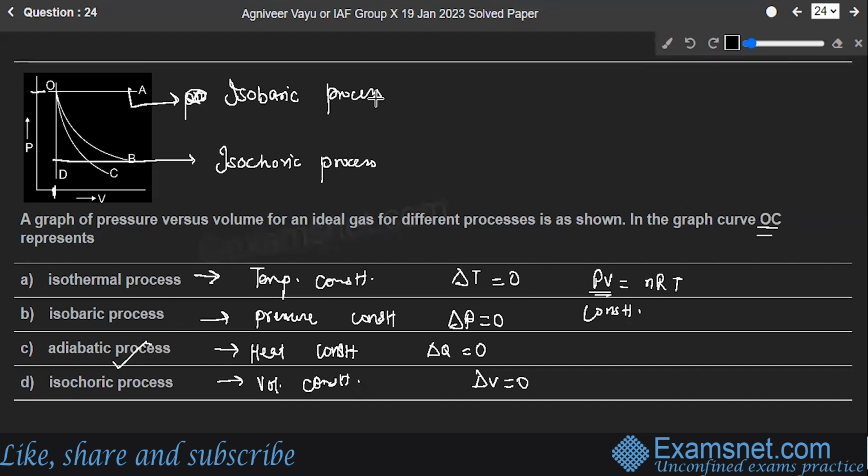Now, I'll move to the curve OB and OC. In both the processes, expansion and contraction, the adiabatic curve is steeper than the isothermal curve. Adiabatic curve, this over here, normally, adiabatic curve is steeper.